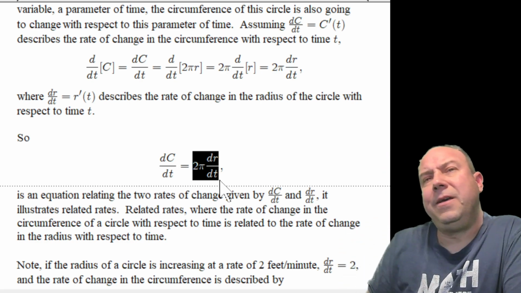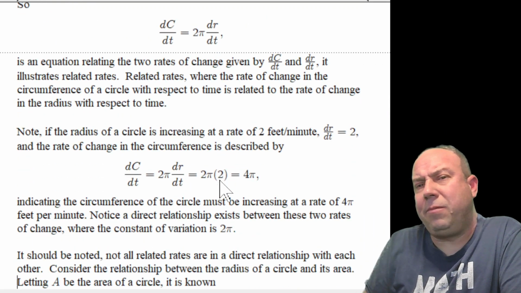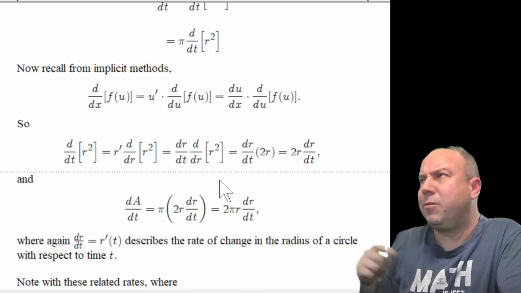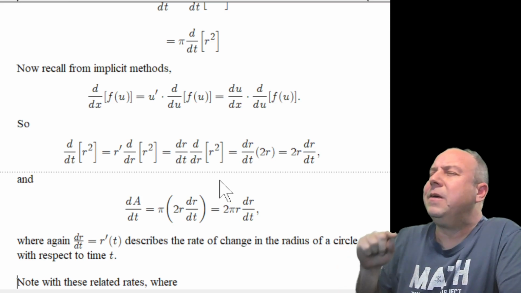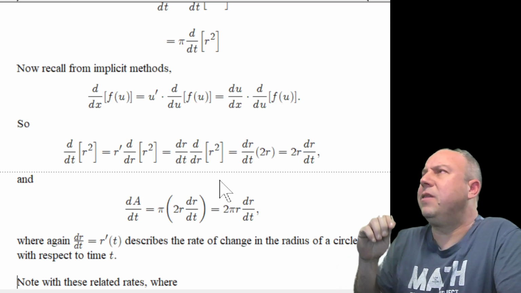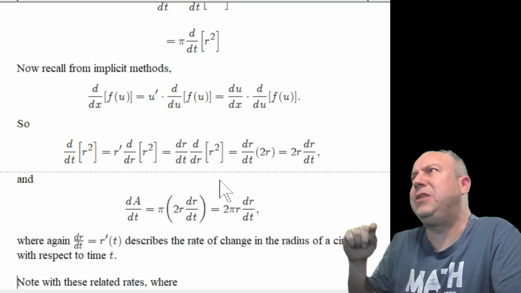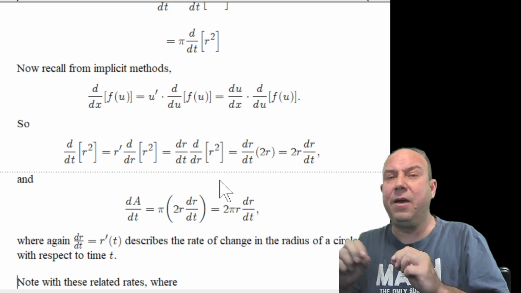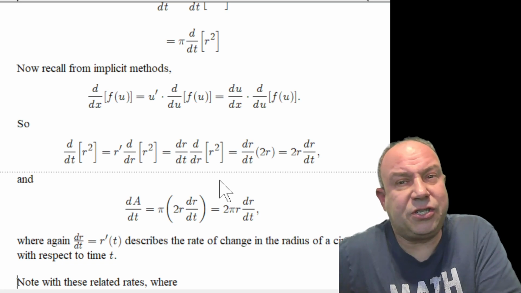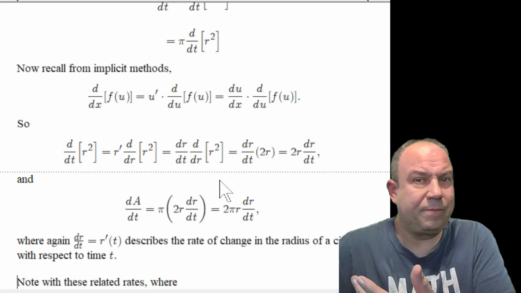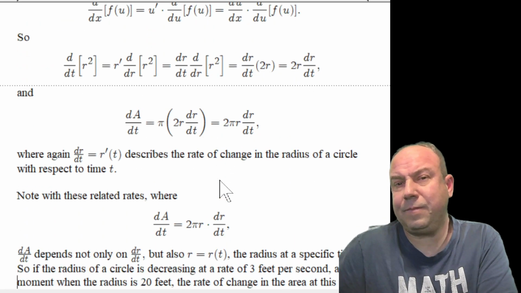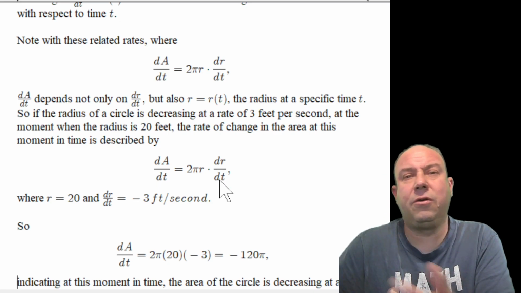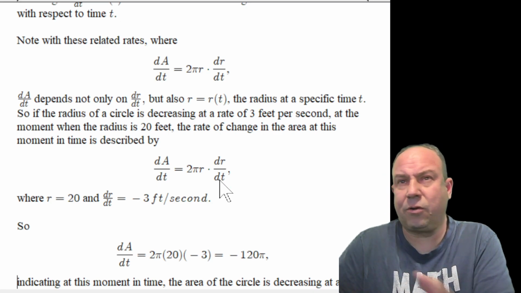All right. These are called related rate problems. They're problems involving examining the relationship between the rates in a relationship that exists in the real world. Here, that relationship being the circumference of a circle and its radius, or the area of the circle and its radius.